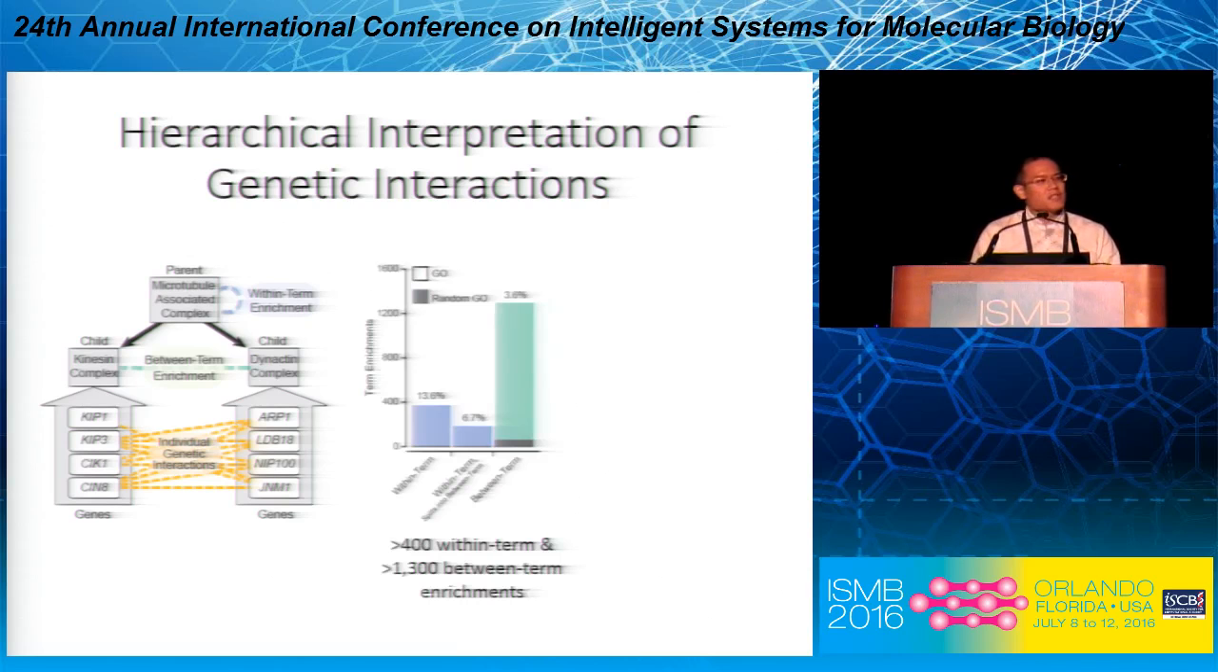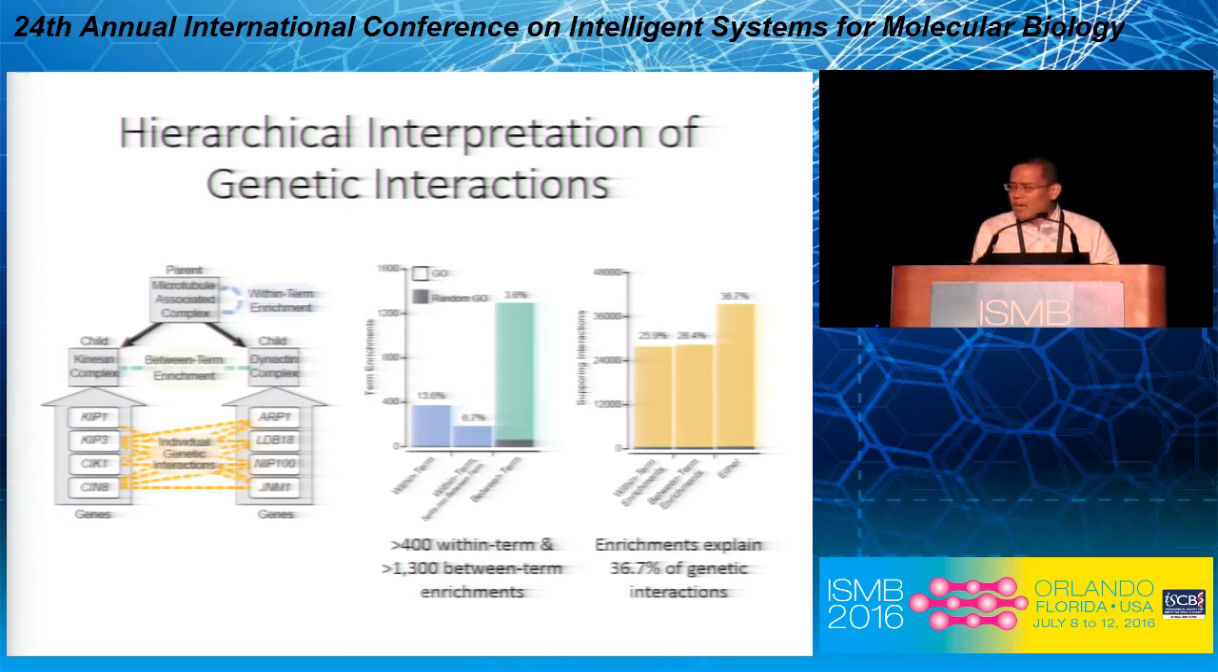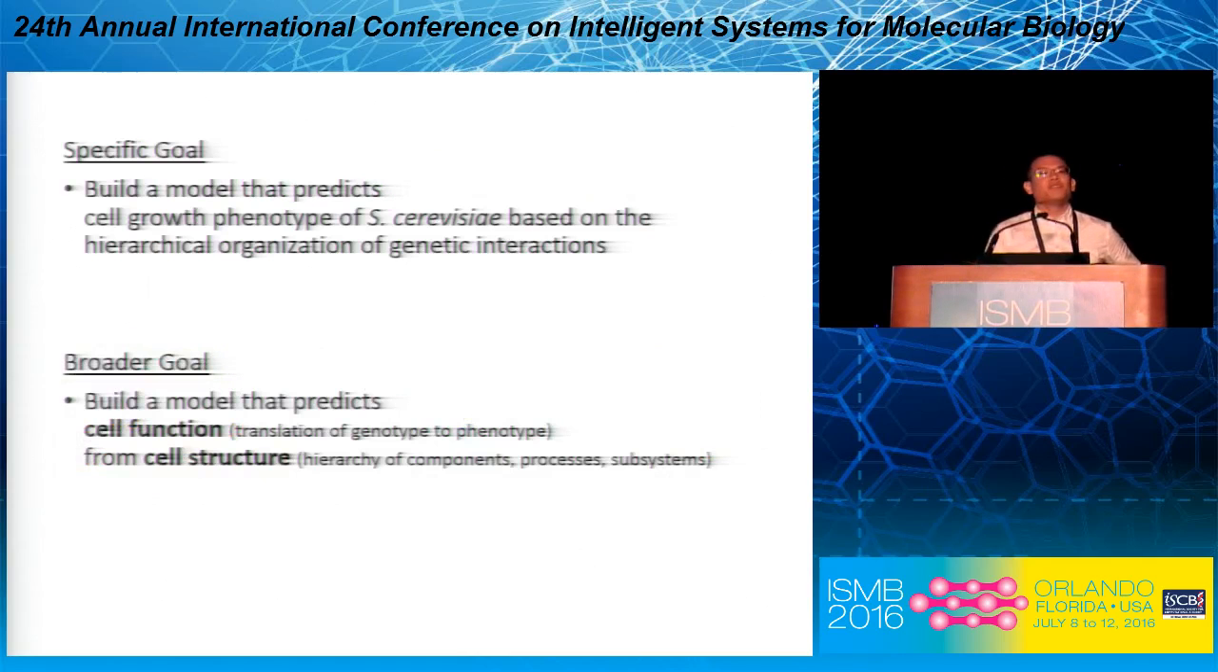And so if we expand this idea across all interactions, what we find is that there are about 400 and 1,300 of these what we call within and between term enrichments. And these enrichments altogether explain a little over a third of those genetic interactions in the data set we considered. So taking this intuition, the goal of this work was to build a model that predicts cell growth phenotype in yeast based on how these genetic interactions are hierarchically organized.